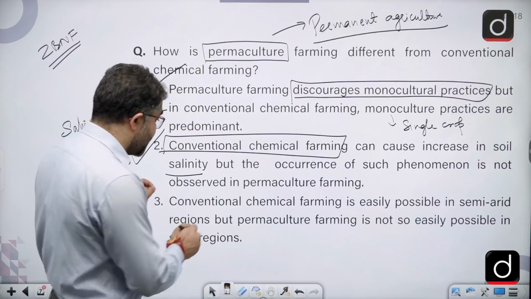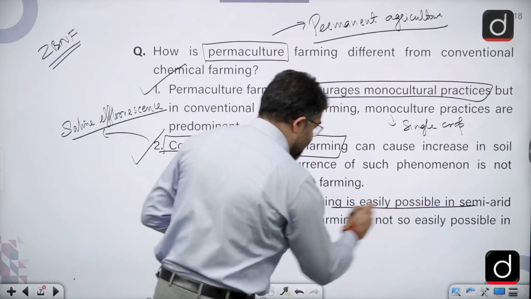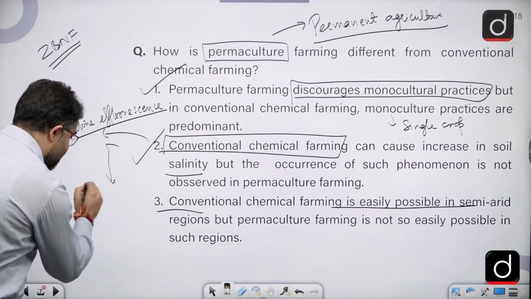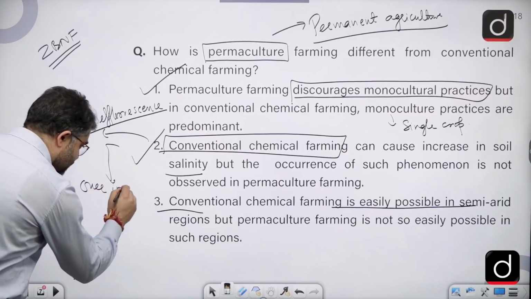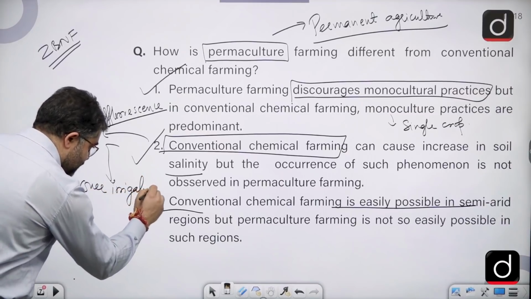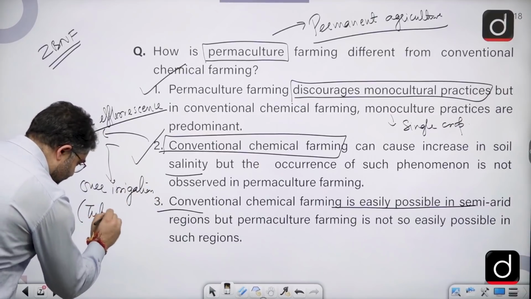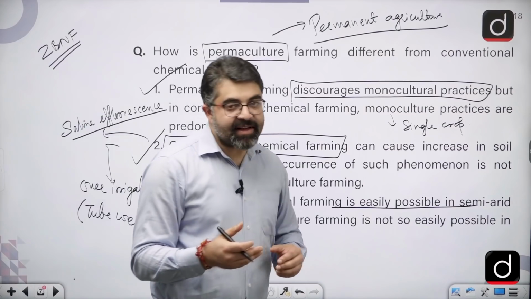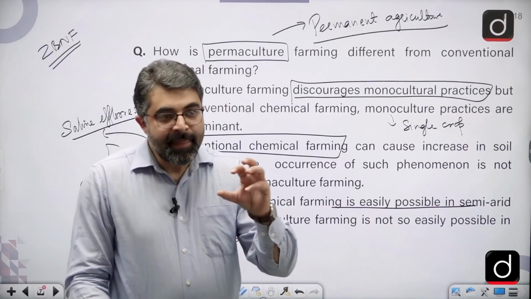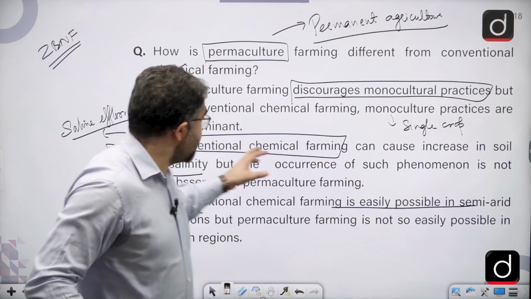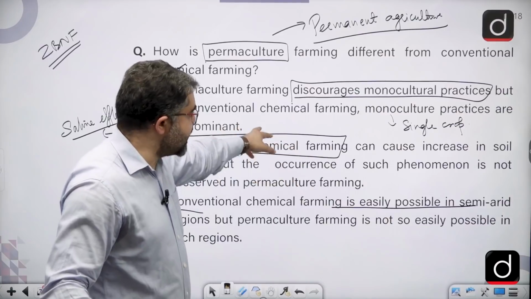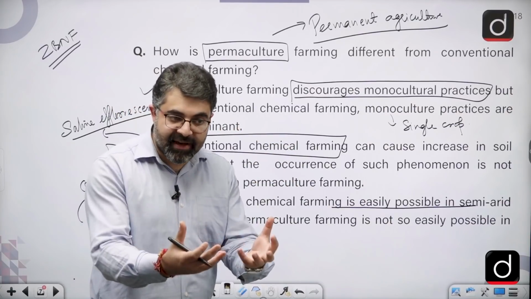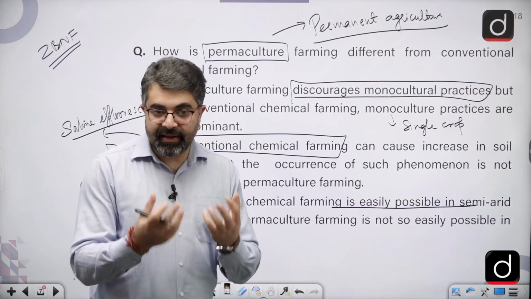Question is, conventional chemical farming is easily possible in semi-arid areas. Just now we discussed that the salinity is because of over-irrigation, that is mainly tube well irrigation. So that means for conventional farming, when we use chemical fertilizers and other chemicals, we have to give more water to the plants so that they can absorb this.